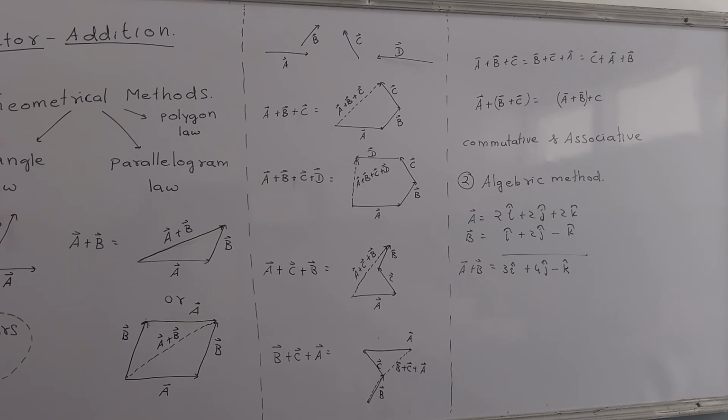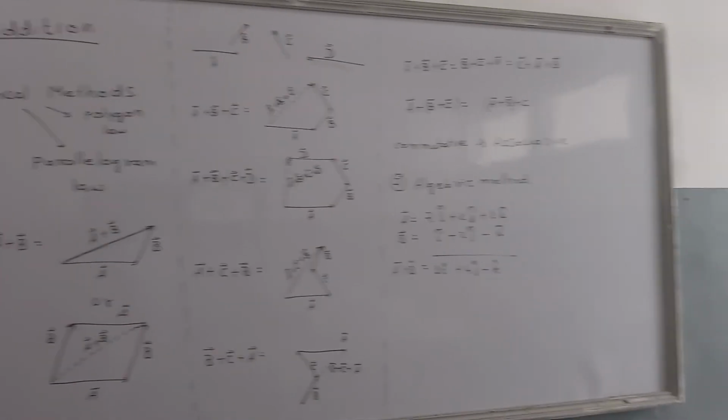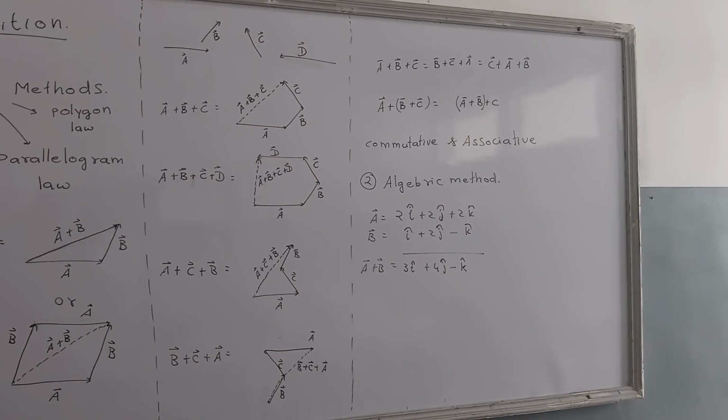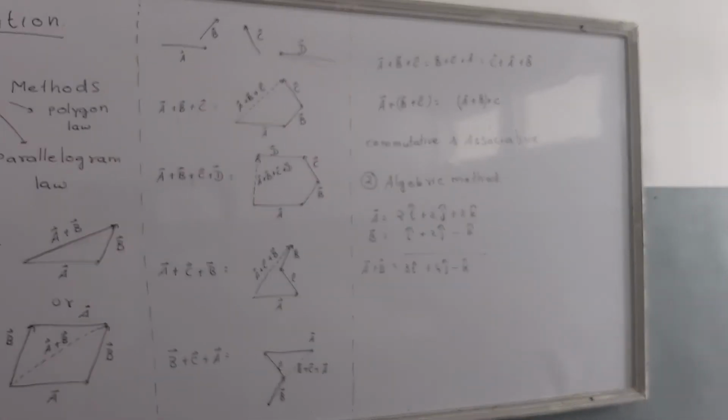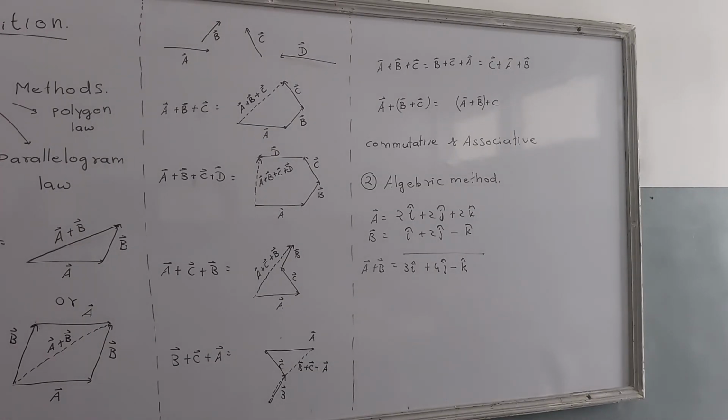Alright. Now coming to this part. See this last one. A plus B plus C is equal to B plus C plus A is equal to C plus A plus B. And first if you add B plus C, and then you add it to A, or you do A plus B and then you add it to vector C, it is not going to make any difference. All their additions will be equal. That means vector addition is commutative as well as associative. Alright.